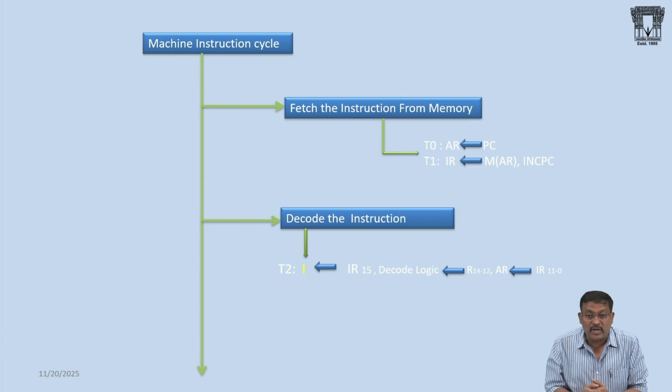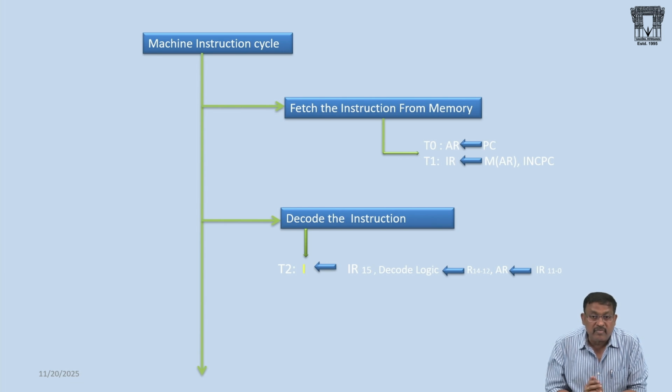If IR 12, 13, 14 bits do not lie between 0 to 6, those bits are all ones. 12, 13, 14 bits are all ones. That means the binary equivalent in decimal is 7. So IR 12, 13, 14 bits are all ones. So the instruction is not a memory reference instruction.